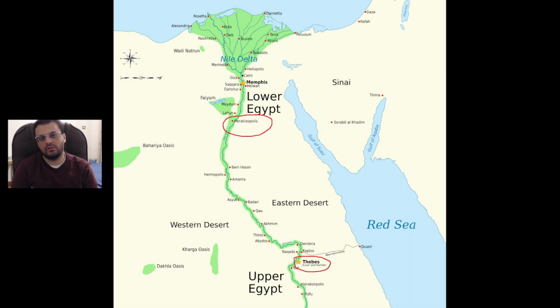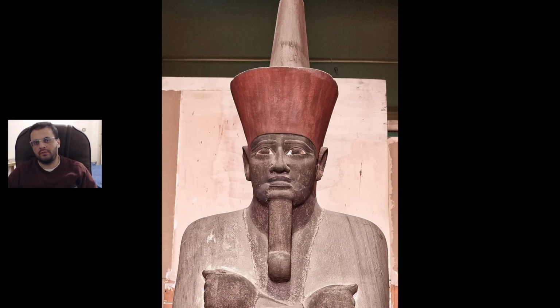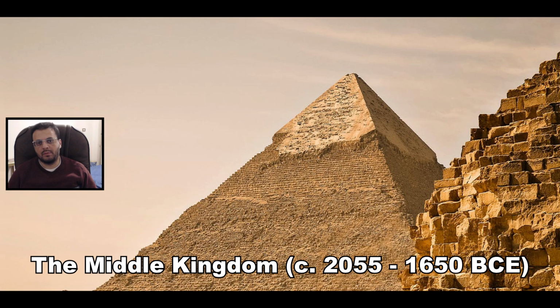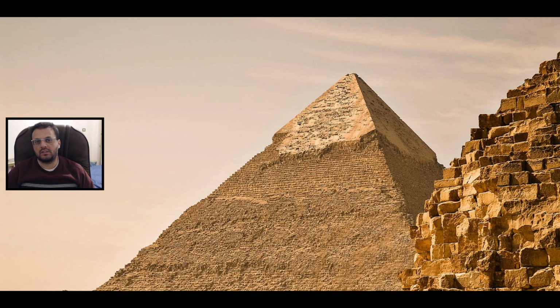These were the two cities from which the two regions were controlled. Heracleopolis controlled Lower Egypt, and Thebes controlled Upper Egypt, or the southern part. Then around 2055 BCE, Mentuhotep II of Thebes arrived and defeated the Heracleopolitan rulers, and then he reunified Egypt. And that leads to the start of the Middle Kingdom, which is also called a time of rebirth.